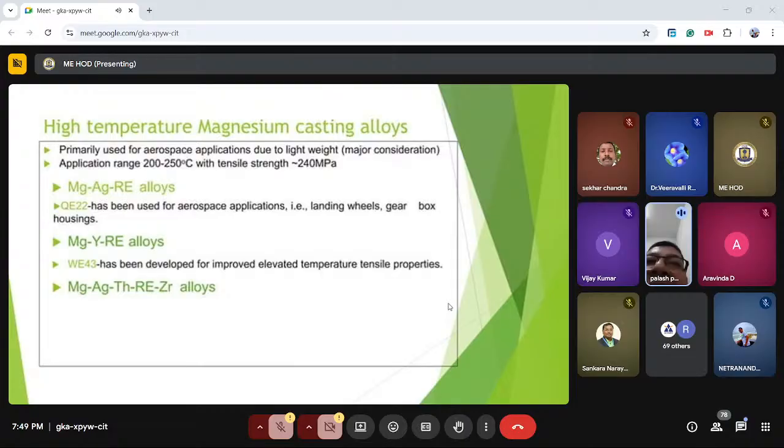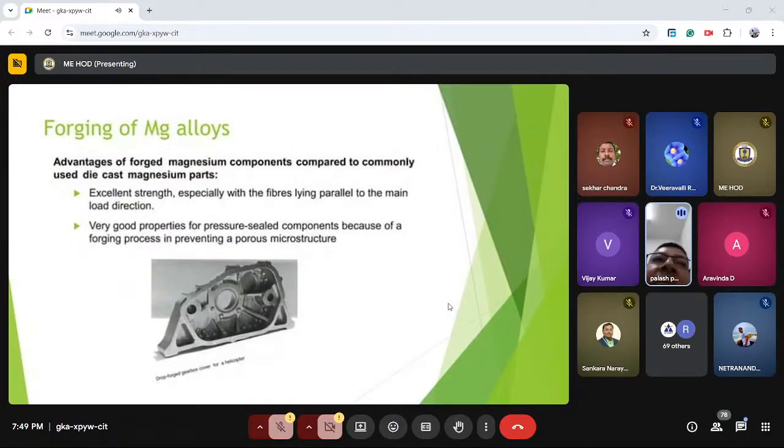Properties of forged magnesium. As compared to as-cast magnesium wheels, there are 5-10% weight savings, and identical design can be assured, as for aluminum forged wheels also. So magnesium wheels are a little costlier as compared to aluminum.